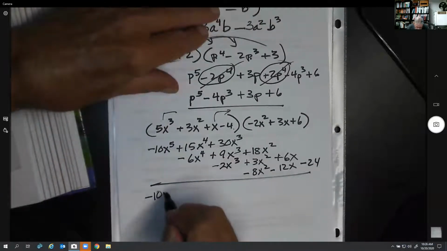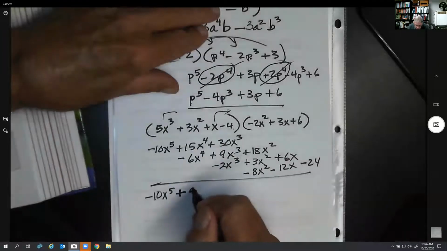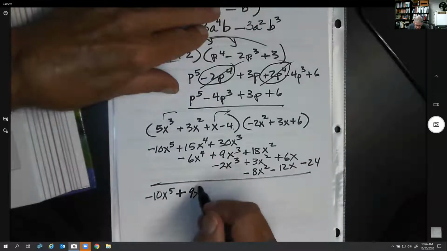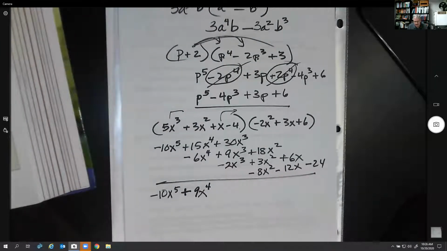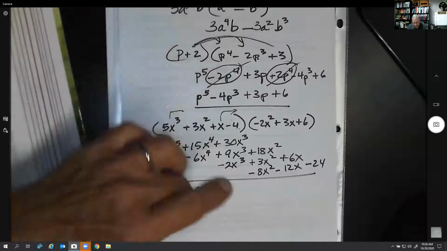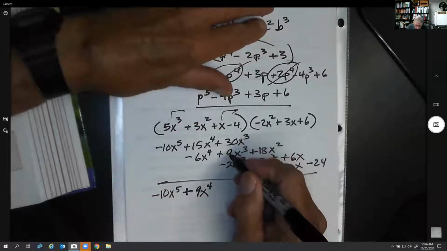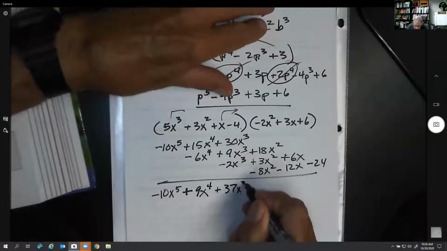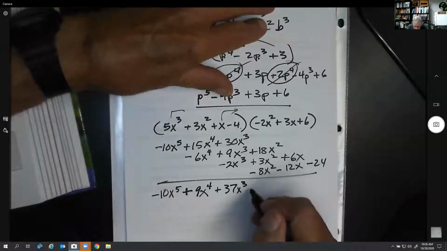So I get the negative 10x to the 5th. These two I can just calculate, but notice this is very important: when I multiply, the exponents change, but now that I'm adding, the exponents are going to stay the same. This is a common mistake I see, students want to make this x to the 8th. You don't want to do that. Only when you multiply. You're adding right now, or subtracting. You got 30 plus 9, take away 2, looks like 37 x cubed. Here you got a 21, take away 8 would be a positive 13 x squared.